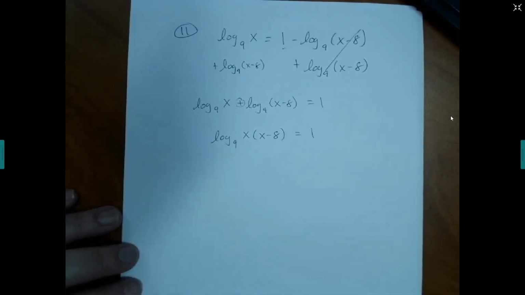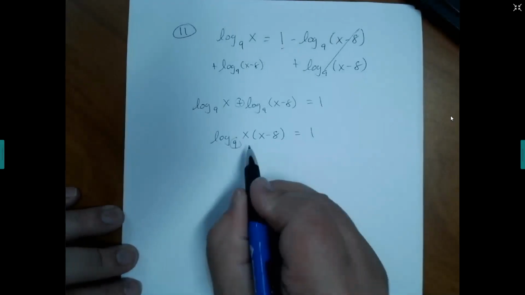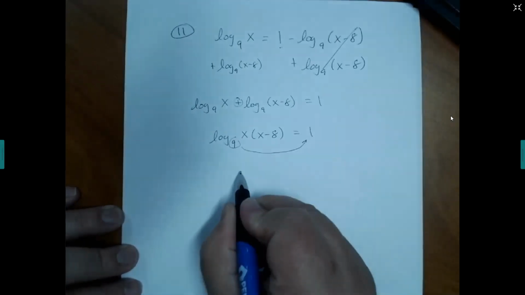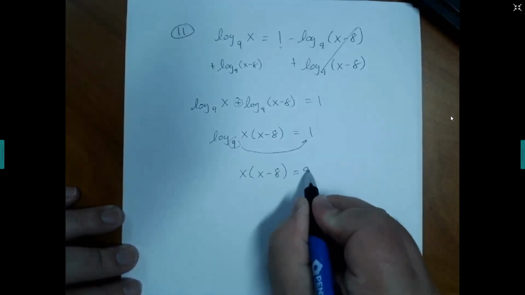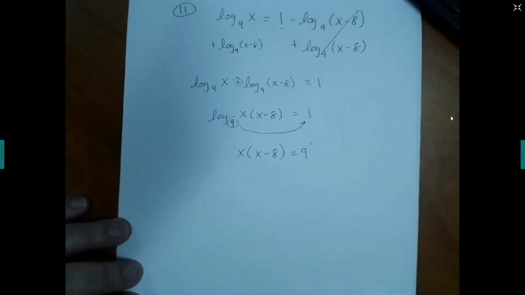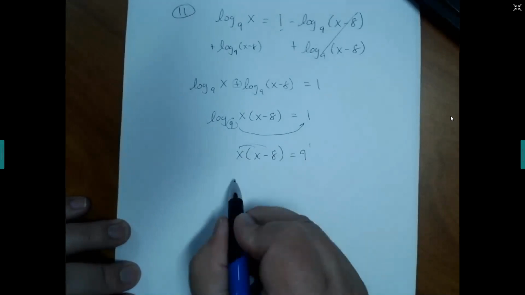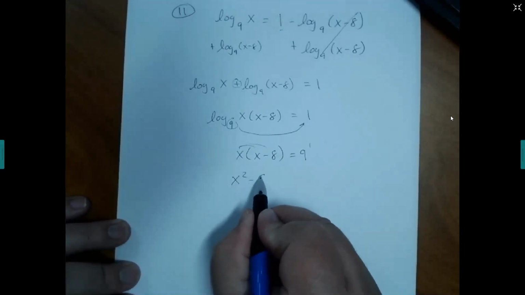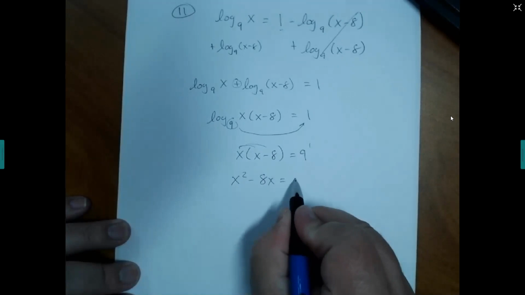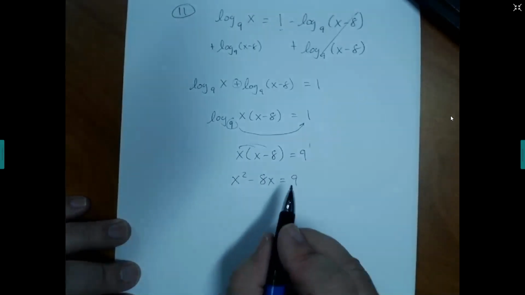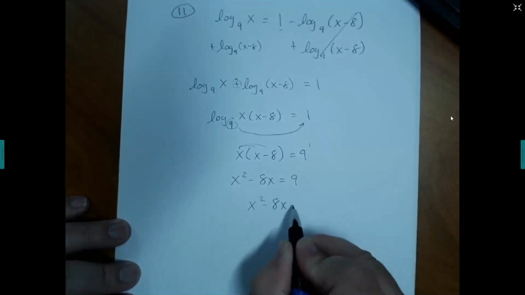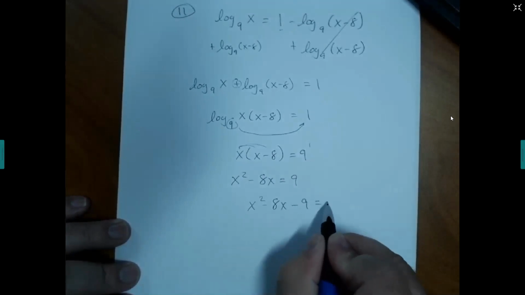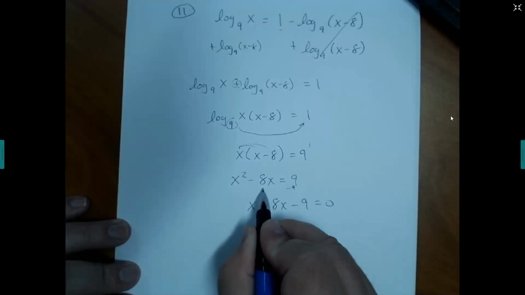Convert to exponentials because that's what we've been doing in the past. This 9 comes over here, so we have x times x minus 8 equals 9 to the power 1. X squared minus 8x equals 9. X squared minus 8x minus 9 equals 0, subtracting 9 from both sides.